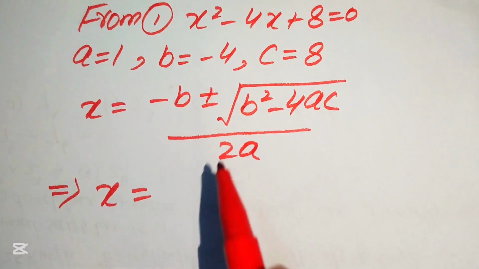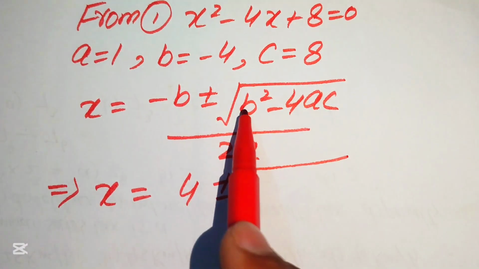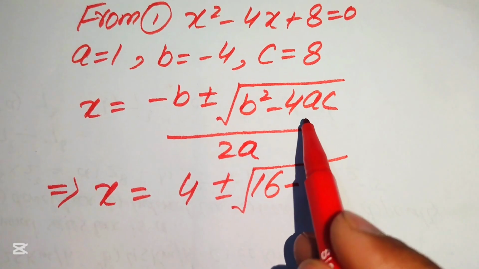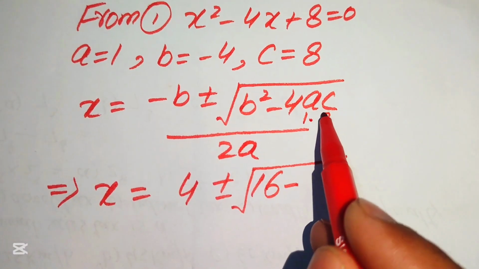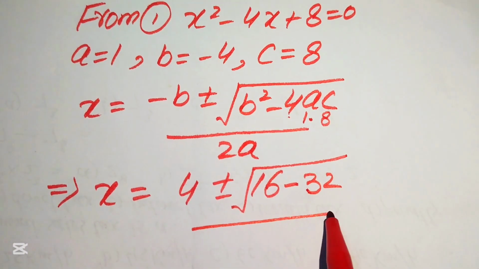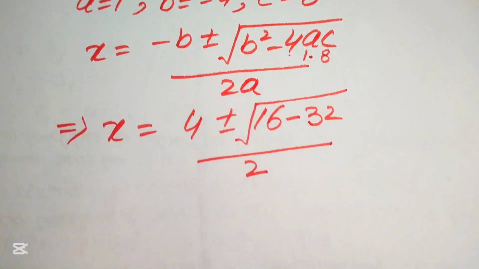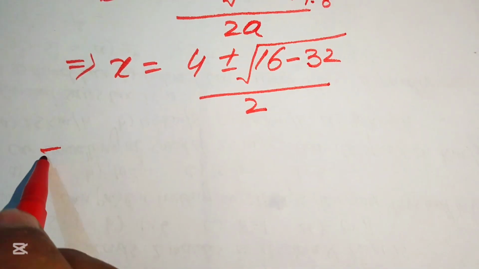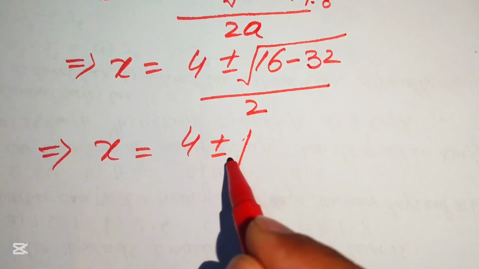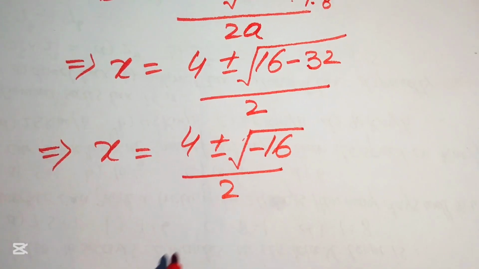So minus times of minus becomes plus 4 and plus minus. This is the b square, so b is minus 4 and minus 4 square equals to 16. Minus 4 times of the value of a is 1, the value of c is 8. So 4 times of 8 becomes 32, and it is divided by 2 times of a. The value of a is 1, so 2 times of 1 becomes 2. And now in the next step we need more simplifications, and it will be written as x equals to 4 plus minus square root of 16 minus 32 equals to minus 16, and it is divided by 2.